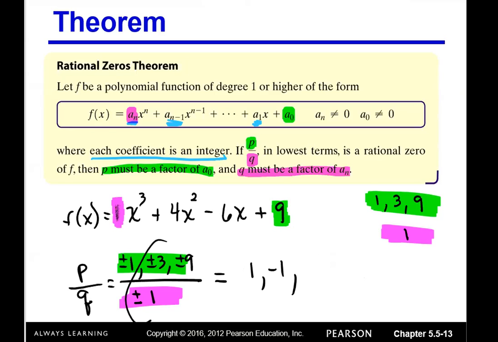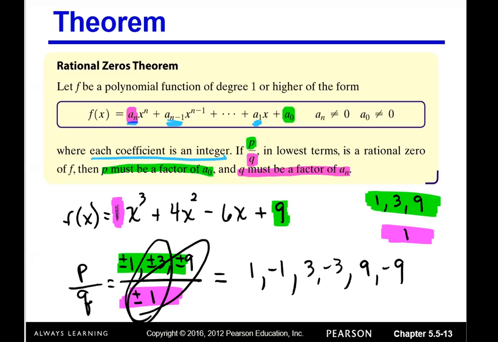When I look at 3 over 1, whether it's positive or negative, I can have a 3 or a negative 3. And then when I look at the 9s over the 1s, it'll end up either being 9s or negative 9s. So those are all my possibles. Okay, that's just possibilities. Doesn't mean they're all going to work though.